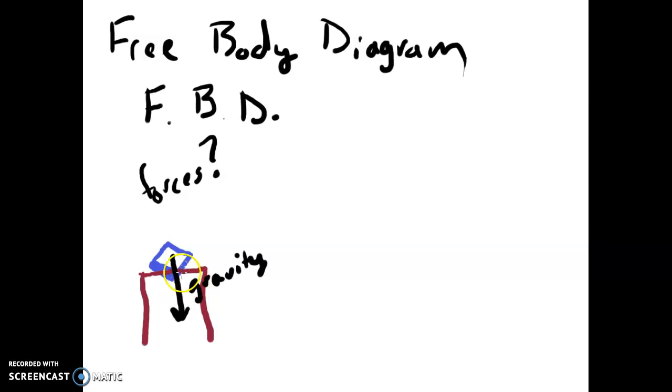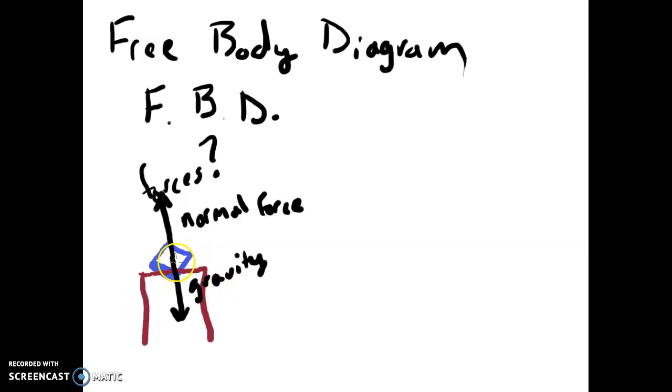But there must be other forces, right? Because if it was just gravity pulling this book down, well, the book would start moving down. But we know a book sitting on the table doesn't start moving down. And that's because there's another force from the table pushing up. And this force we call the normal force. Okay? That's just the name we gave it, right? Normal force.